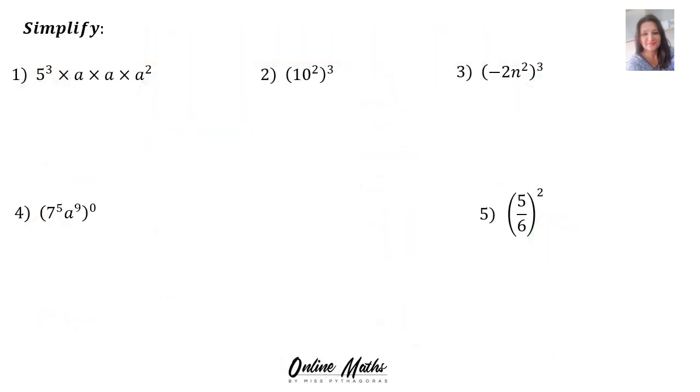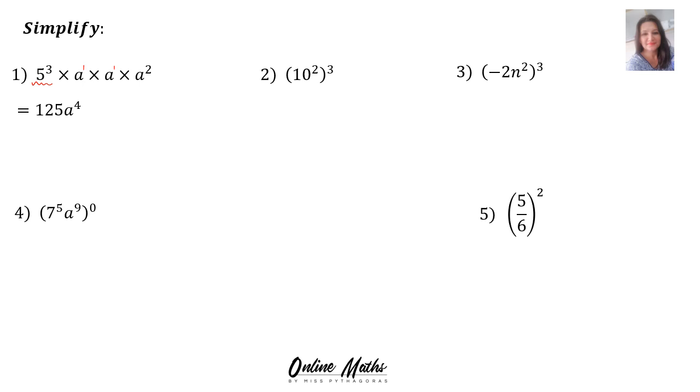Let's look at more examples. The question is simplify. Number 1: you find 5 cubed times a times a times a squared. Now remember, if there's no exponent, there's an invisible one. Therefore, 5 cubed is definitely not 15. It's 5 times 5 times 5, which is 125. And then you can apply the law that says when you multiply and bases are the same, you add exponents. That's why that's 125 a to the 4.